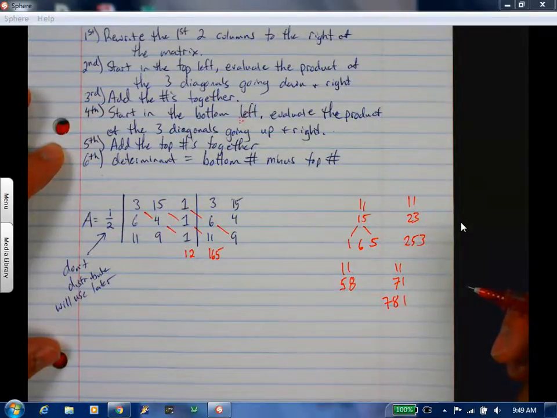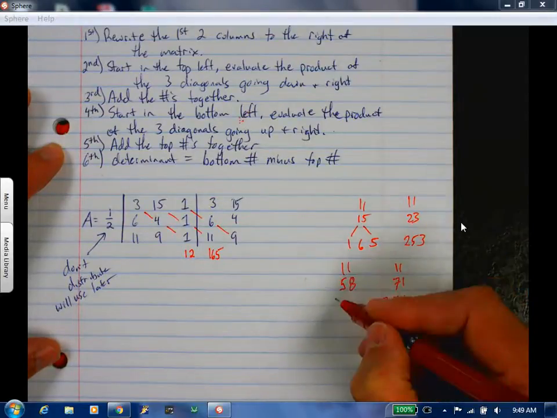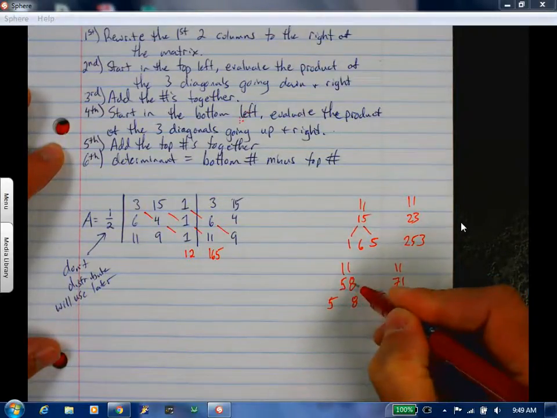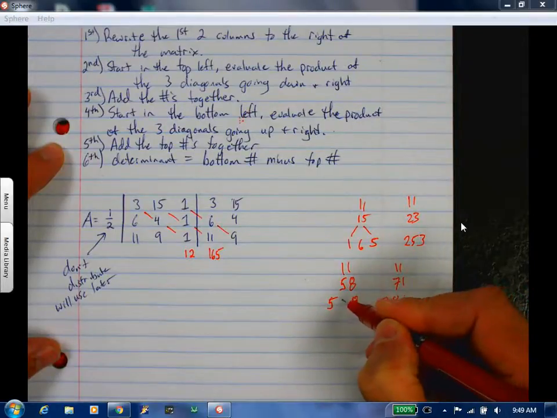Yes. So you have the 5 and the 8, but when you add 5 and 8, you get 13, right? So the 3 goes there. You carry the 1 over, 638.